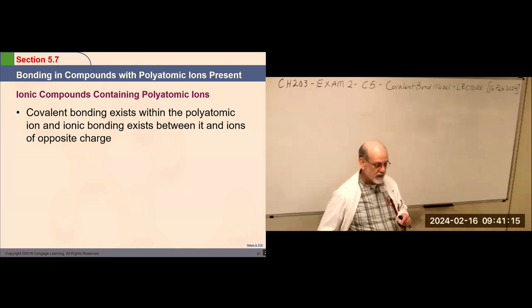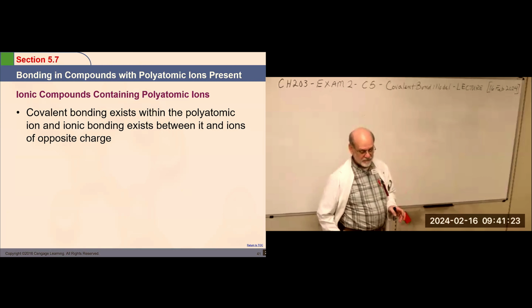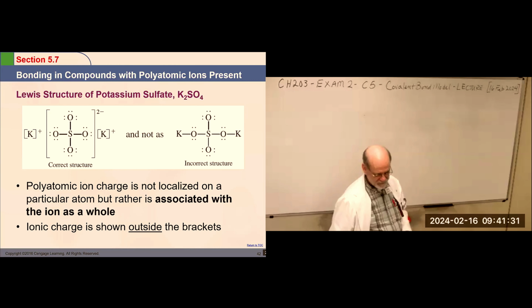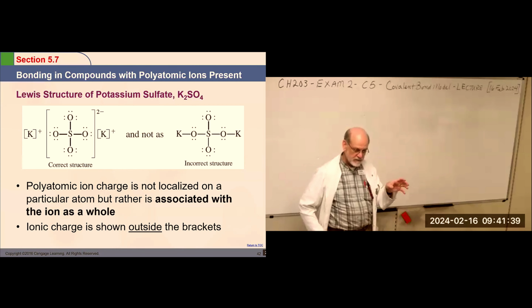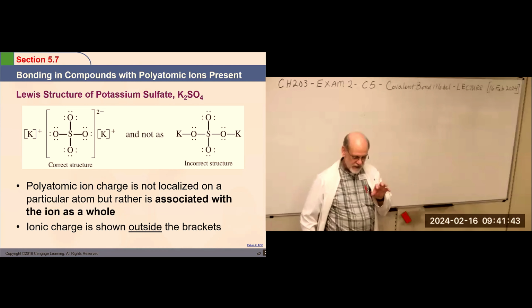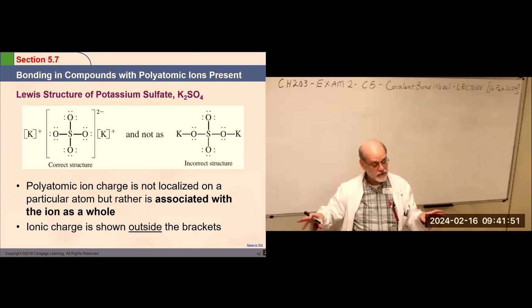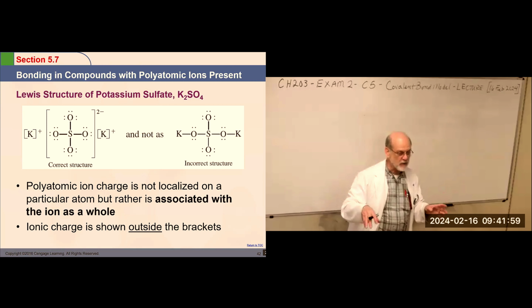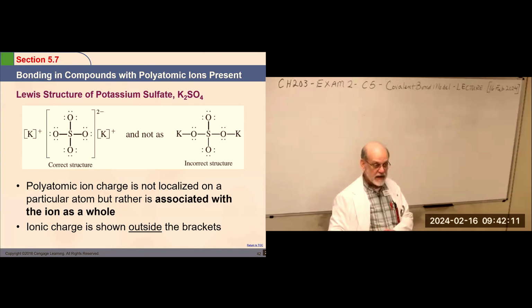Ionic compounds containing polyatomic ions. Now, why we put those here is because polyatomic ions are covalently bound groups of atoms that happen to have a charge. And that's what that says. So when we write the structure for an ionic compound with a polyatomic ion, we have to write it in such a way that we put a charge on the covalent group and the other ions have their charges also. So the correct structure for potassium sulfate has the potassiums with their positive charge and the sulfate with its 2- charge. The one on the right would be incorrect, because this is not a covalent compound. It has covalent participants.